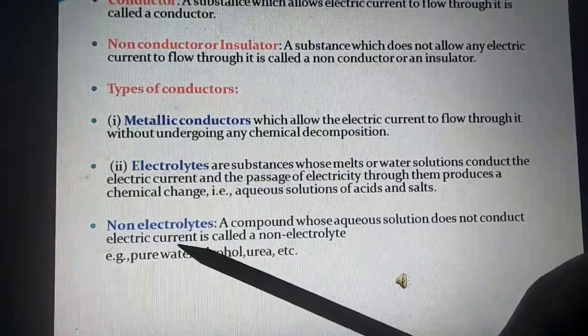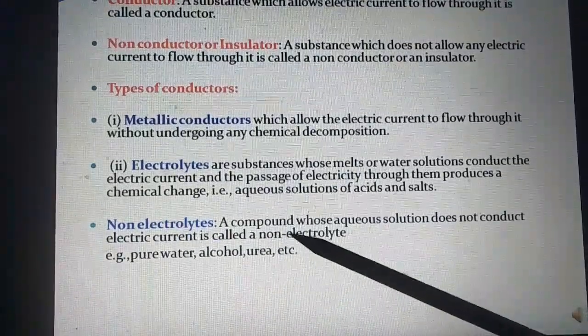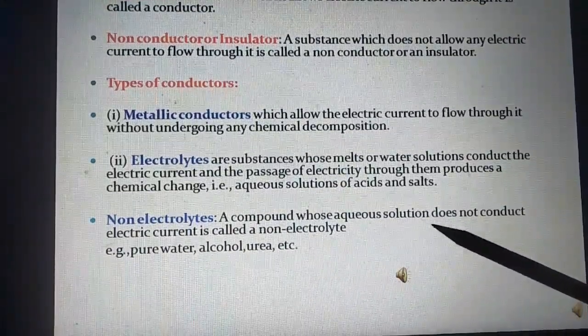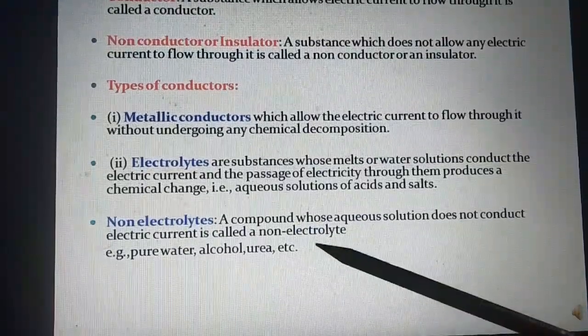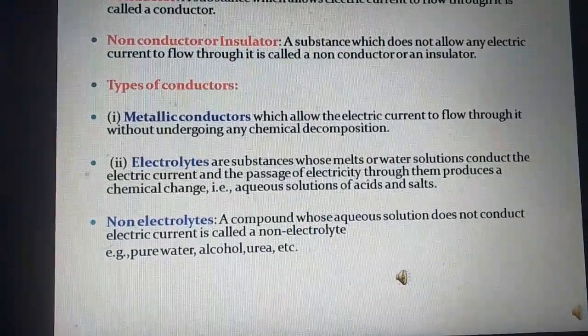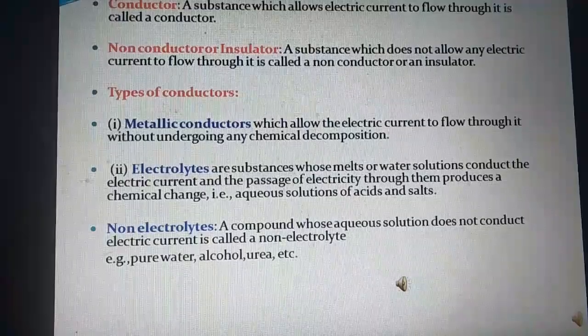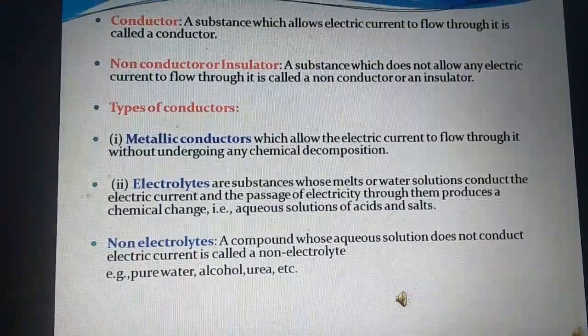Lastly, the non-electrolytes. A compound whose aqueous solution does not conduct electric current is called a non-electrolyte. For example, pure water, alcohol, urea, etc.